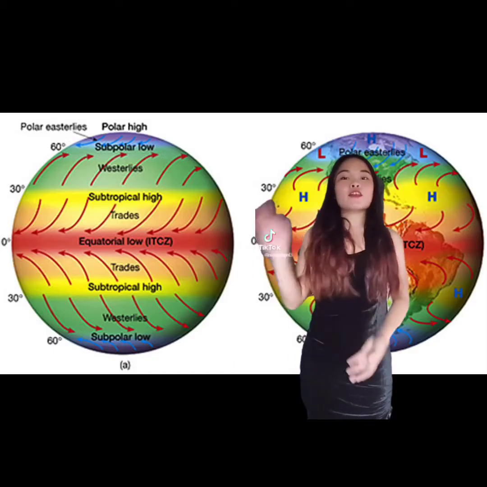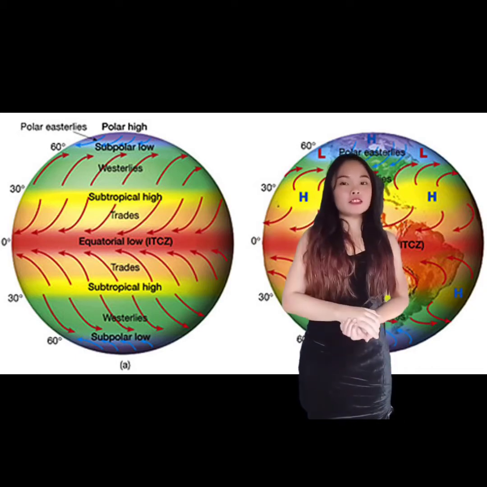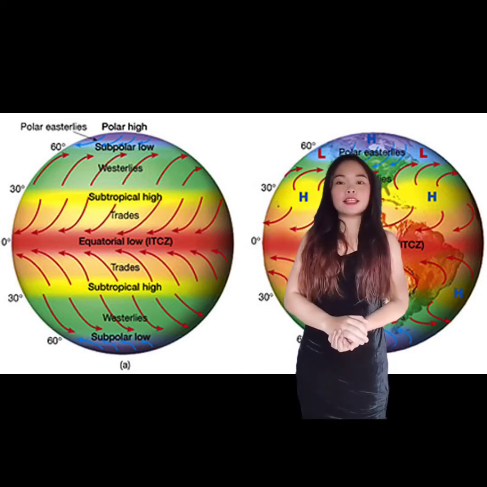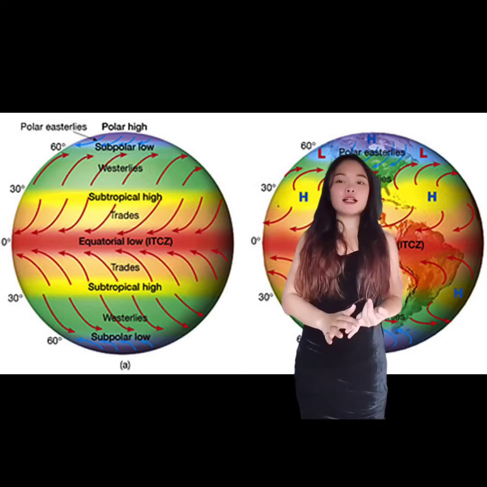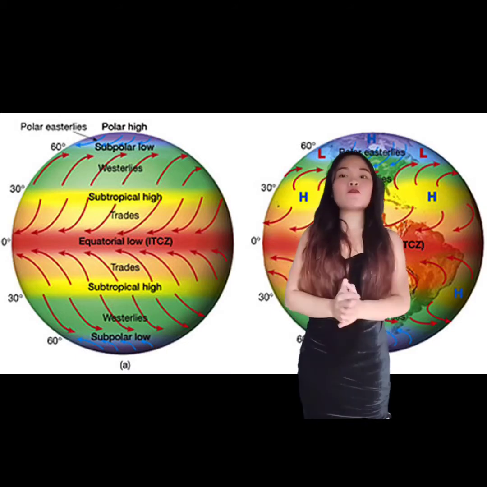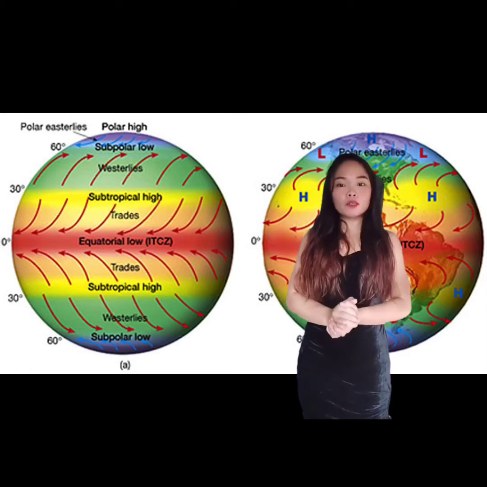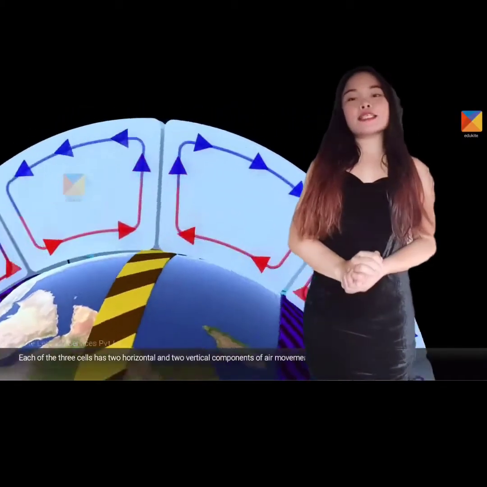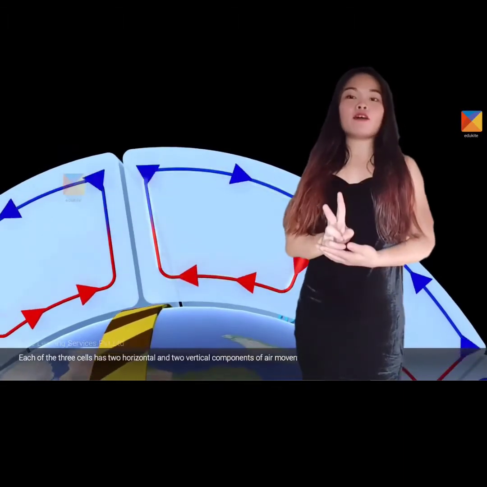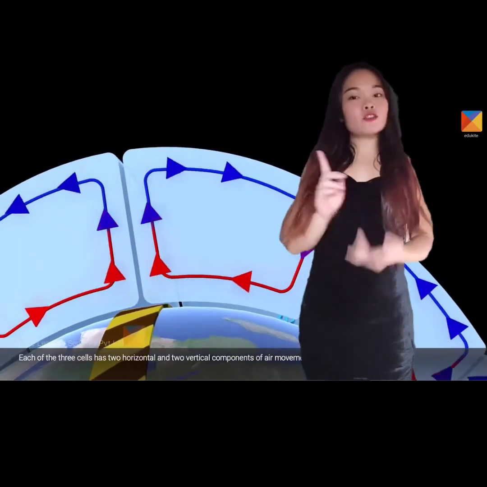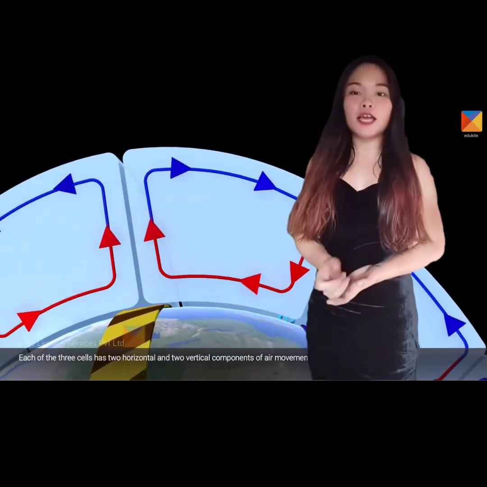There are three cell models of air circulation known as the Hadley cell, Ferrel cell, and the polar cell, each of which has distinct characteristics. Each of the three cells has two components of horizontal and two components of vertical air movement.